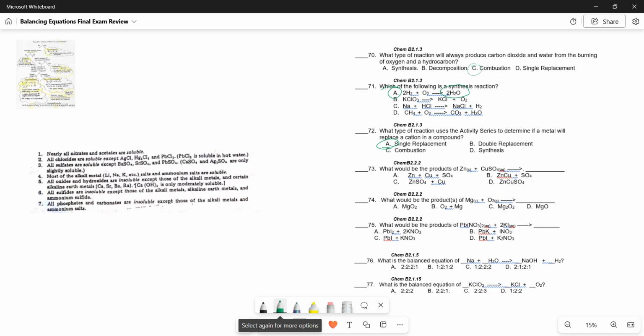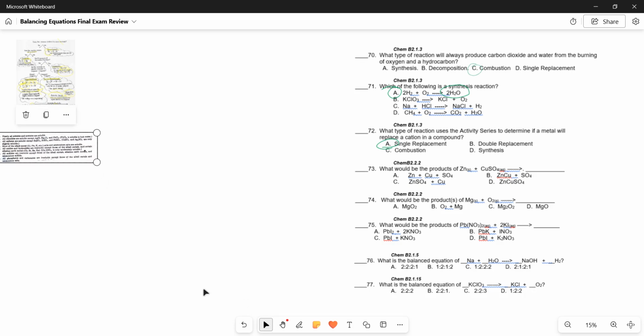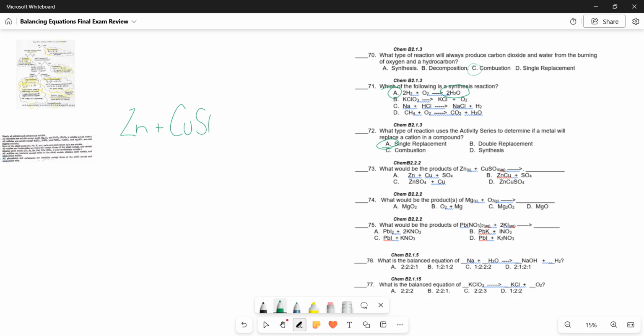73, what would be the products of zinc plus copper sulfate? So first of all, you want to identify what type of reaction we are dealing with. This is an element plus a compound, so this is going to be single replacement. If I go to do this reaction, I'm going to have zinc plus copper sulfate. Now, I always tell my students to put the charges of the substances above them.